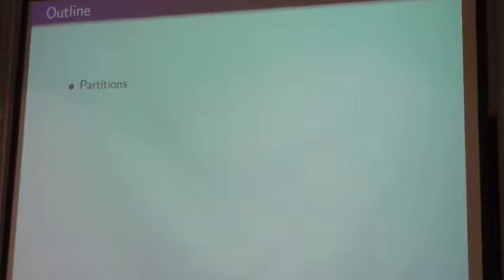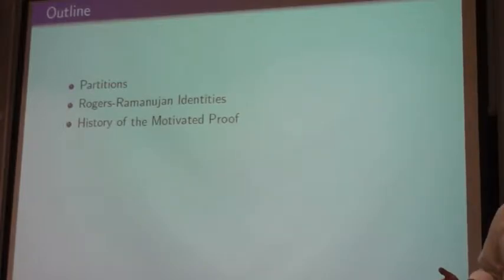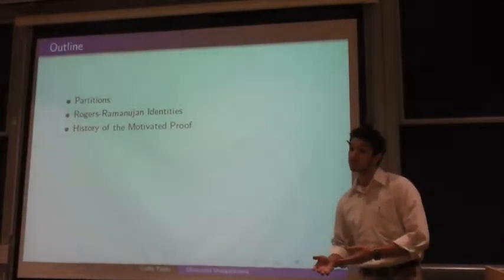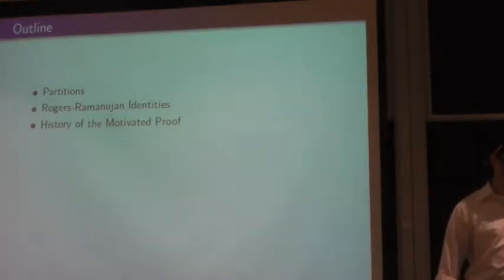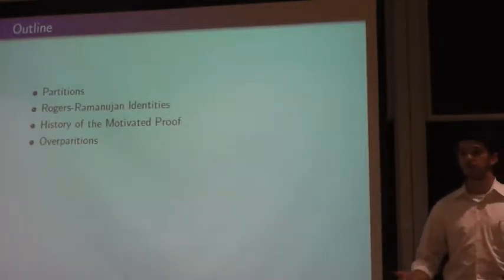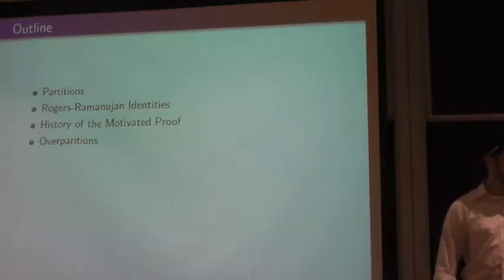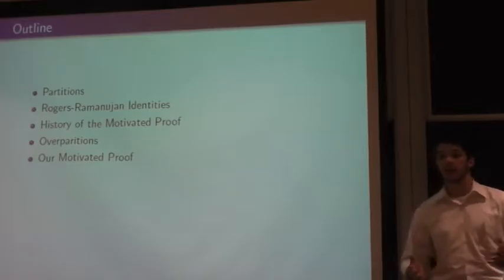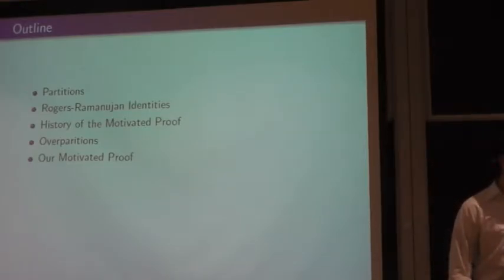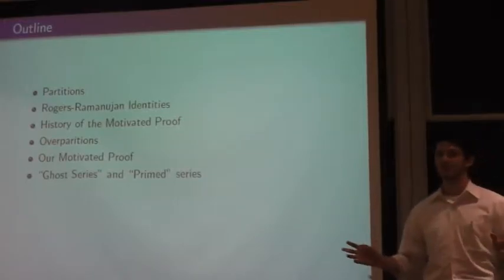So I'll talk a little bit about partitions, give you a brief overview of what they are, and then I'll talk about a specific set of identities called the Rogers-Ramanujan identities, as well as, so you might have noticed on the slide, a motivated proof, and I'll talk a little bit about what a motivated proof is and what makes it so special and important to our research. Next, I'll introduce the idea of overpartitions, which you'll see are very similar to regular partitions. Then I'm going to talk about our motivated proof and how that is related to the general motivated proof from before. And then I'll talk about these things called ghost series.